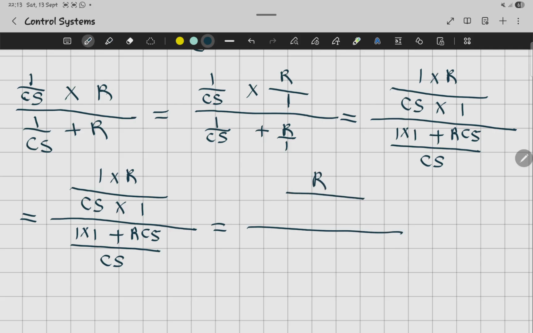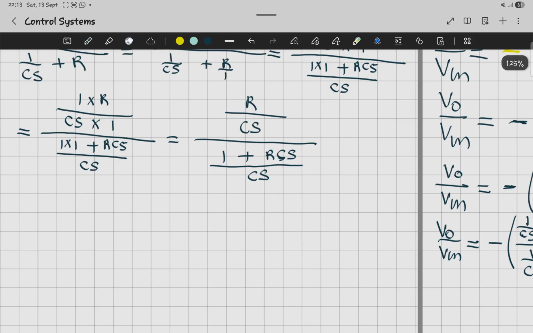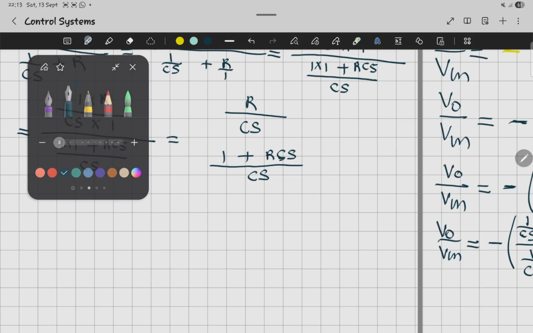1 times R, it's gonna give me R. This one's gonna give me CS. 1 times 1 is gonna give me 1 plus R CS. It's gonna be CS. And with fraction there's this rules. Okay, let me just make it short so then I can move it.